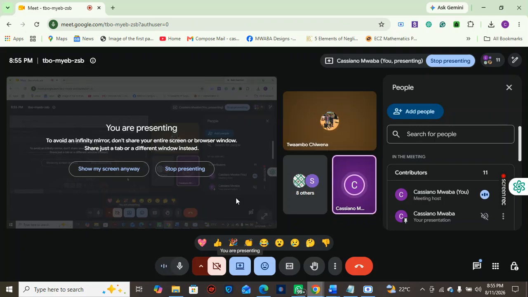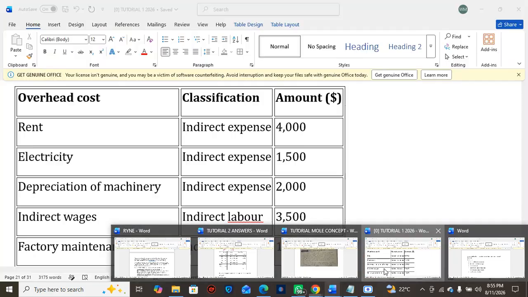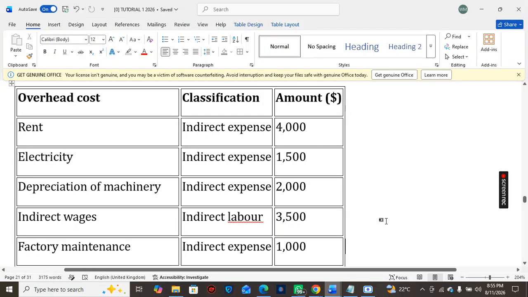We will assume the floor area, depreciation, machine value, and that apportioning.